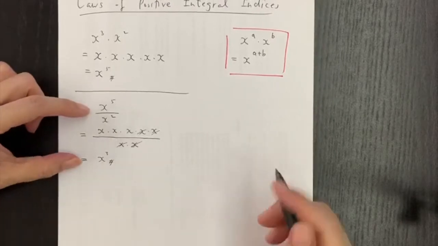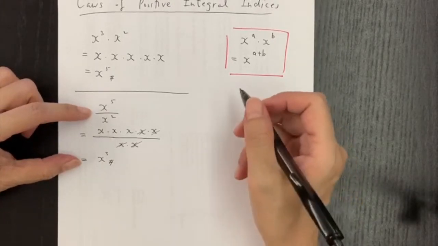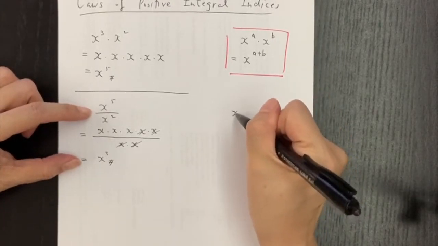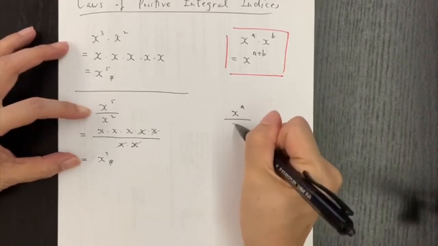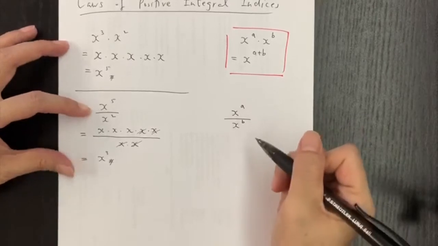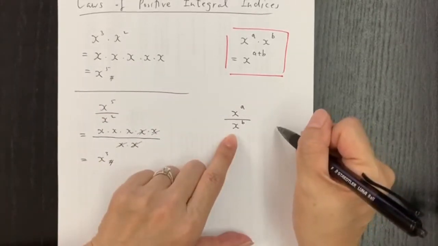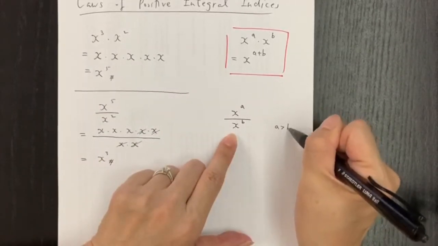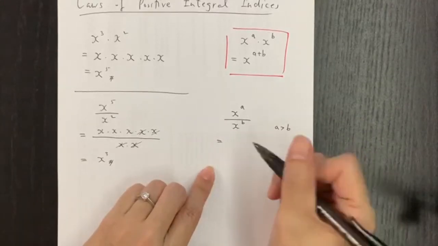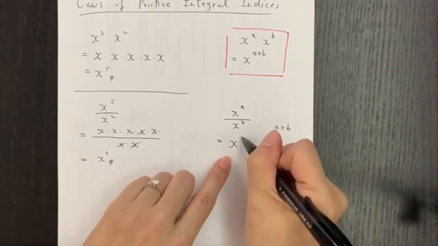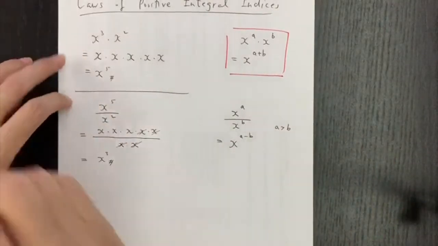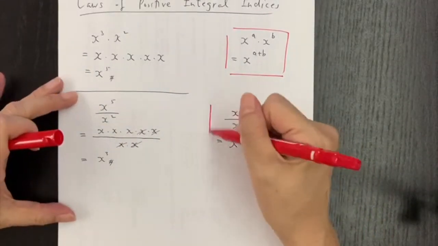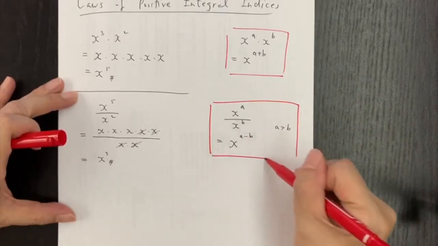Okay, so therefore we can have another law of indexes. If we have x to the power a over x to the power b, and in this situation a is bigger than b, then we have x to the power a minus b. So this is the second law of index we have here.